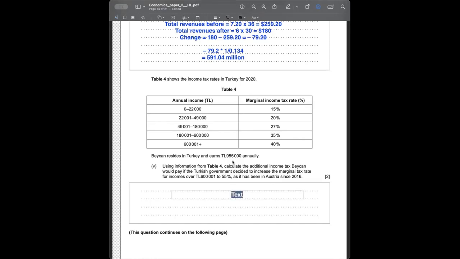The difference between his income and the income level, which is the highest income level, is going to be 354 something. And the additional tax rate increase is from 40 to 55. So I can calculate the additional tax amount that he has to pay.